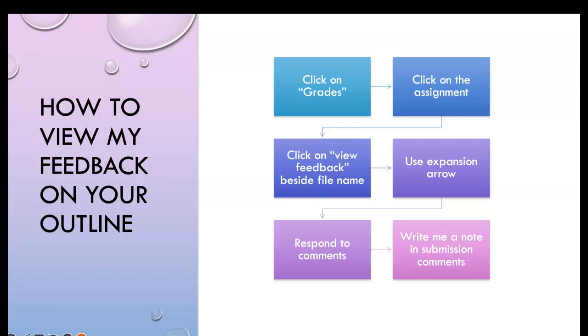The first thing that you're going to want to do before you start drafting is view my feedback on your outline. These are the steps. You're going to click on grades, click on the outline assignment, then you'll click on the words view feedback beside your file name. You can use an expansion arrow to make it bigger so you can see the comments. You also have the option to respond to individual comments or to write me a note in the submission comments in Canvas. After you've looked at all the notes that I've written on your document, feel free also to make an appointment with me to go over them or to talk about beginning drafting.